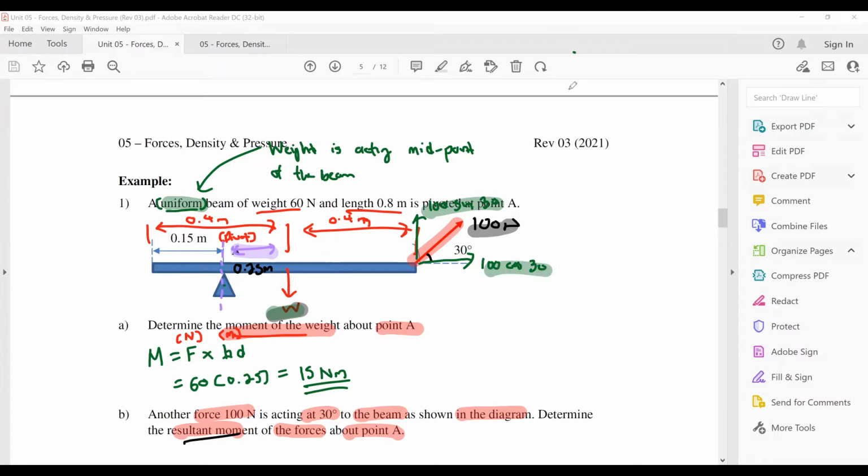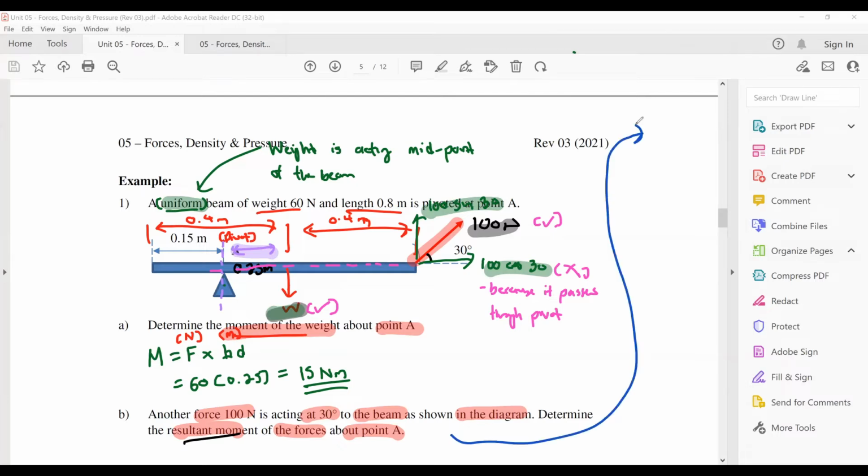Okay, but one thing here you can see, you can simplify already, is that 100 cos 30 actually passes through the pivot. So this one don't consider because it passes through the pivot. You will really only need to consider this and this. Okay, so how will you find the resultant moment now? I'll just write the workings at the top right hand corner here.